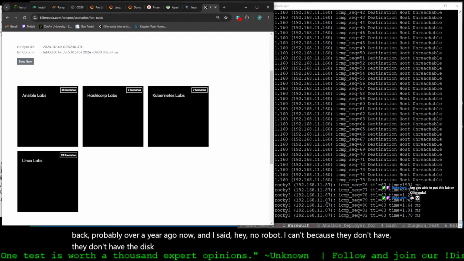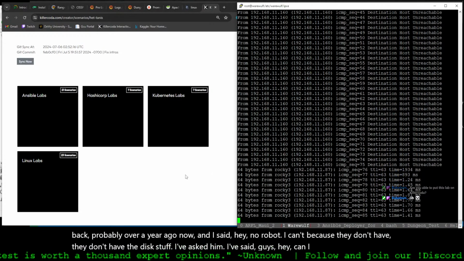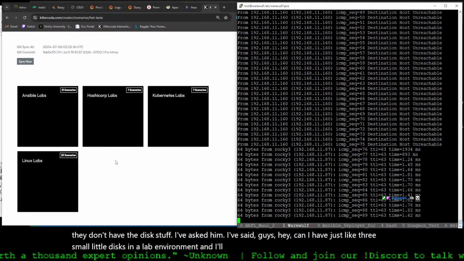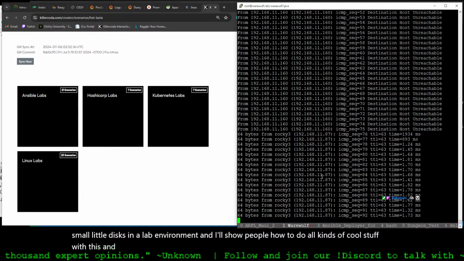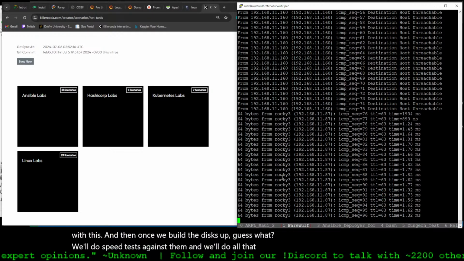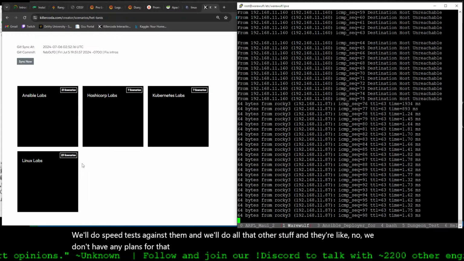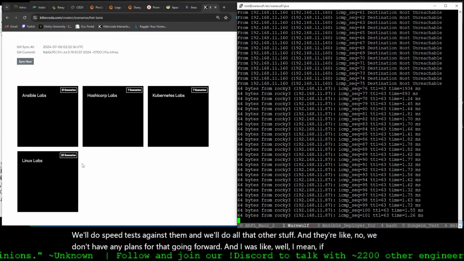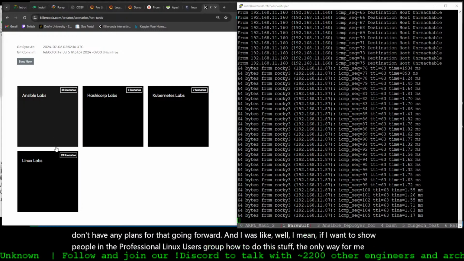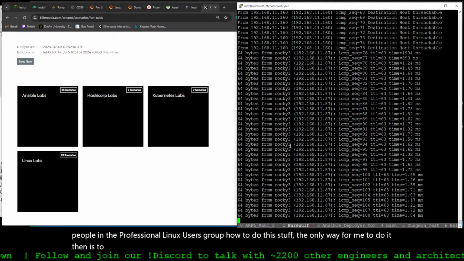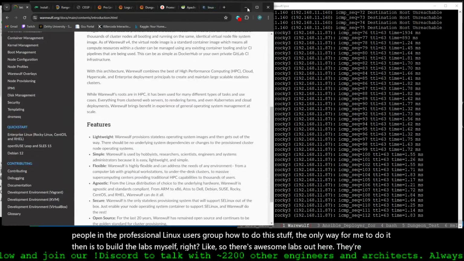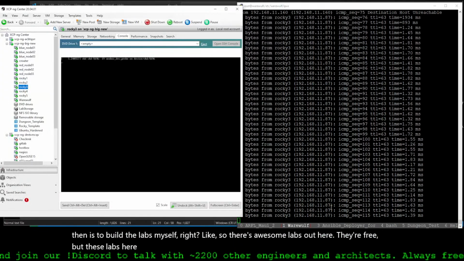I've said, guys, can I have just like three small little disks in a lab environment? I'll show people how to do all kinds of cool stuff with disks. And once we build the disks up, guess what? Then we'll do speed tests against them, and all that other stuff. And they said no, we don't have any plans for that going forward. So if I want to show people in the professional Linux users group how to do this stuff, the only way is to build the labs myself, right? There are awesome labs out here, and they're free, but these labs here are for us internally, right?